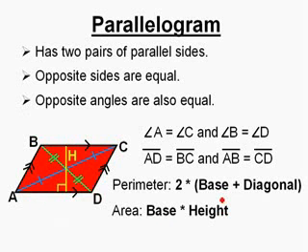Parallelogram. A parallelogram has 2 pairs of parallel sides. So as you can see here, these little arrows represent parallel sides. Opposite angles are also equal. So as you can see here, angle A equals angle C, and angle B equals angle D. It turns out that opposite sides are also equal, as I said. So the side AD equals the side BC, and the side AB equals the side CD, meaning the lengths of the sides.